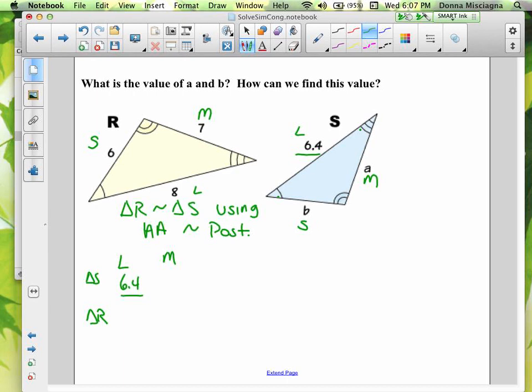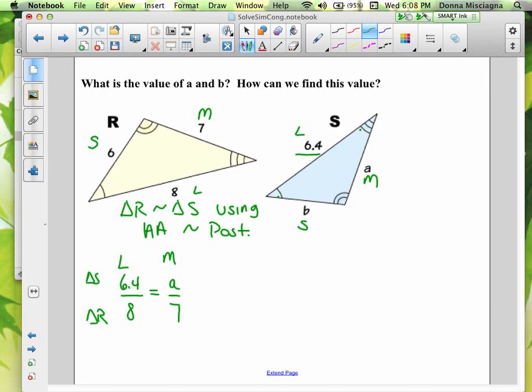The large side in triangle R is 8. Equals. And then the medium side in triangle S is A, and the medium in triangle R is 7. Now you could reduce the 6.4 and the 8. You might notice, hey, 6.4, 64, maybe it has something to do with 8. I think on this one, I'm just going to cross multiply, okay? And then we can reduce afterwards.